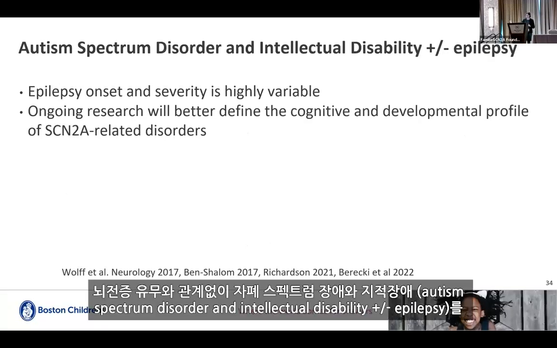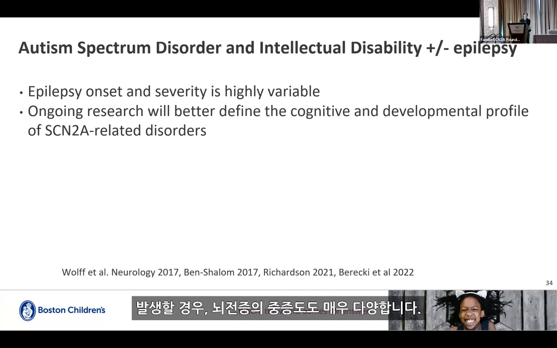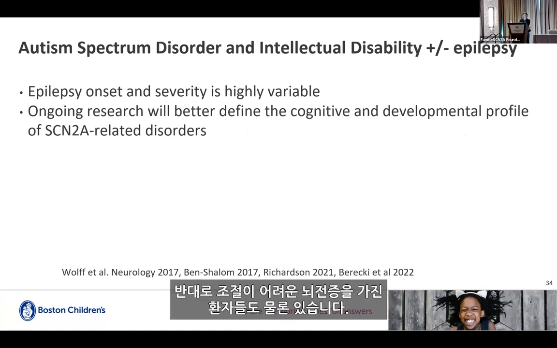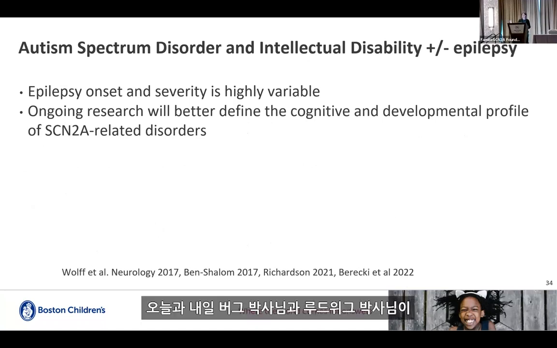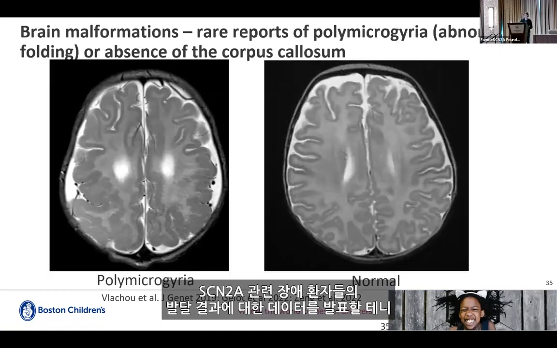Then I mentioned this subset of kids who have more predominant autism and intellectual disability, with epilepsy being variable, and the severity of that epilepsy, if it happens, is highly variable as well. But many of the kids actually can be controlled on one medication or even come off of medications, whereas others have a tougher to control epilepsy. So there's ongoing research, and you're going to hear some great talks today or tomorrow. Dr. Berg and Dr. Ludwig have some really great data on the developmental outcomes of kids with SCN2A related disorders.